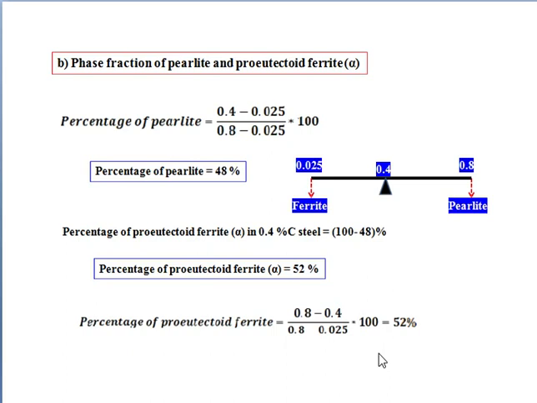Percentage of pro-eutectoid ferrite is equal to (0.8 minus 0.4) by (0.8 minus 0.025) multiplied with 100. That becomes 52 percentage. So by applying the phase diagram, application of lever rule, you can find out the solution of this problem.